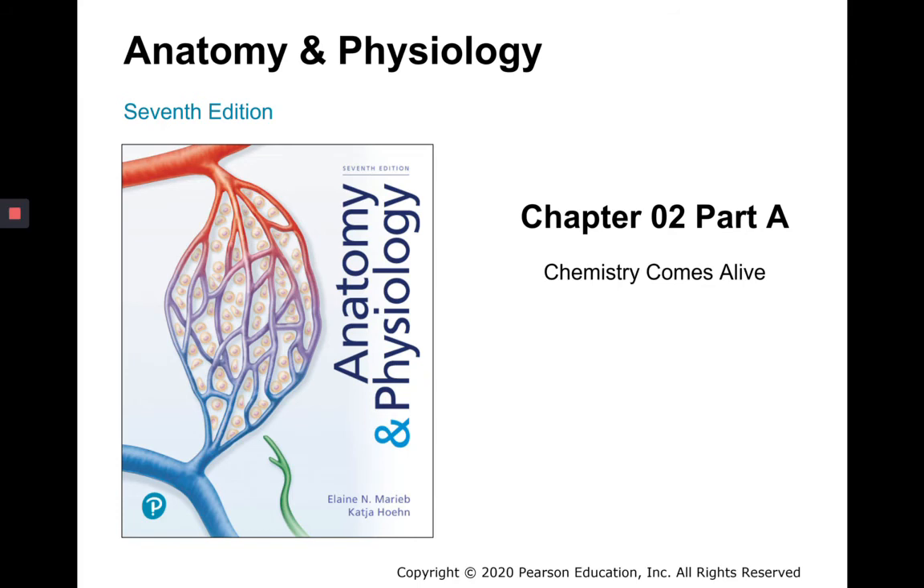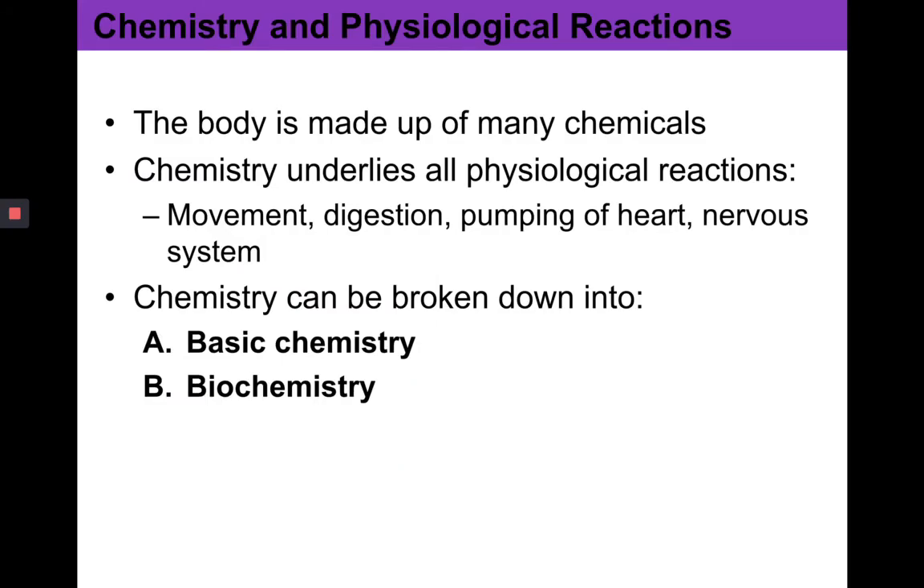Today we're going to look at Chapter 2, Part A, over basic chemistry. We'll be looking at biochemistry as well in Part B. The reason we're doing a chemistry review is just because the body is made up of chemicals, and chemistry underlies all physiological reactions, which allow us to move, digest, allow the heart to work, even the nervous system to work.